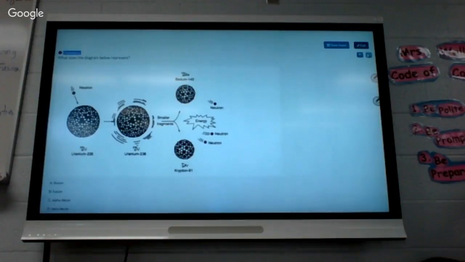All right. So we've got all but one. One person got it wrong. What is that supposed to be? That is fission. A neutron strikes that big nucleus and it splits into two smaller nuclei.